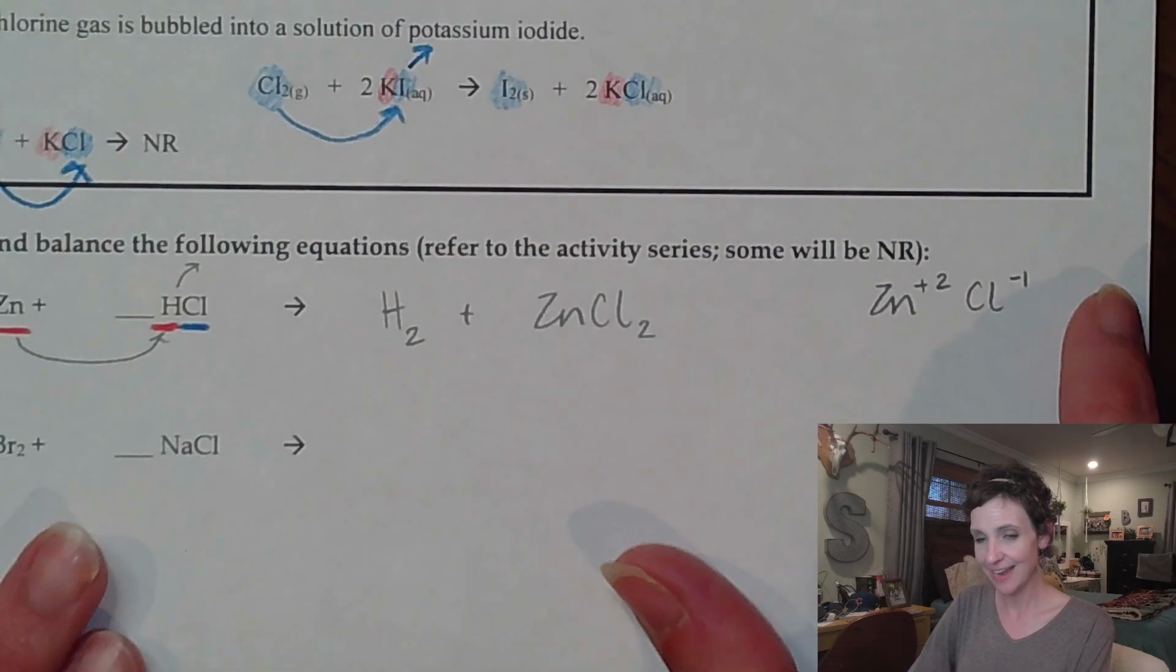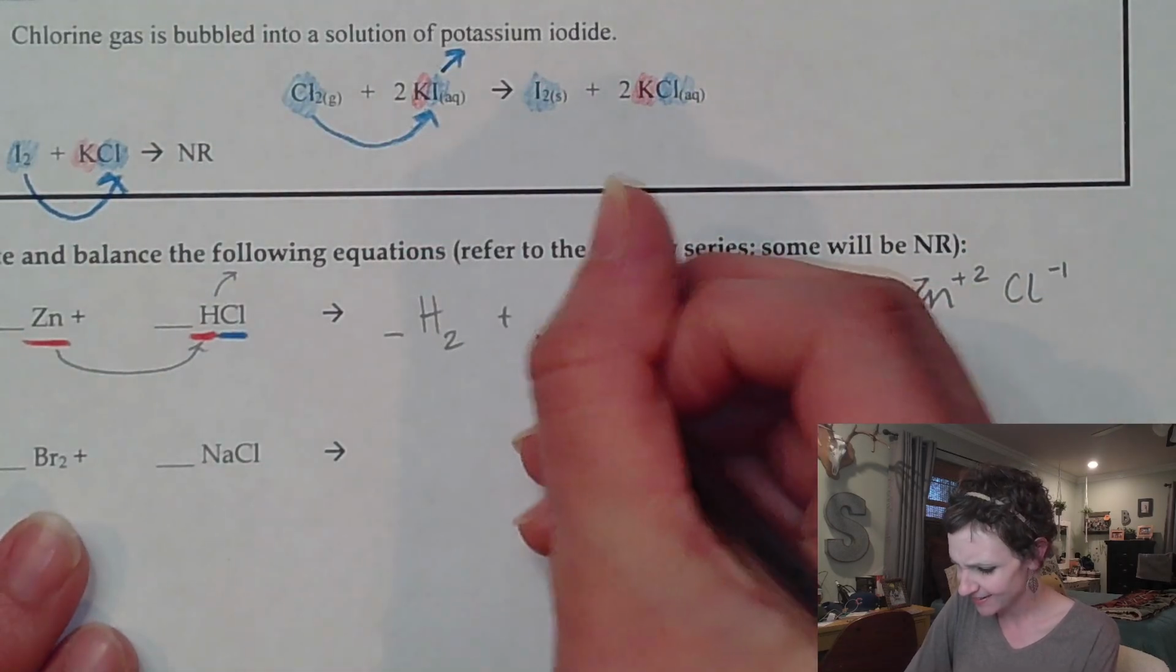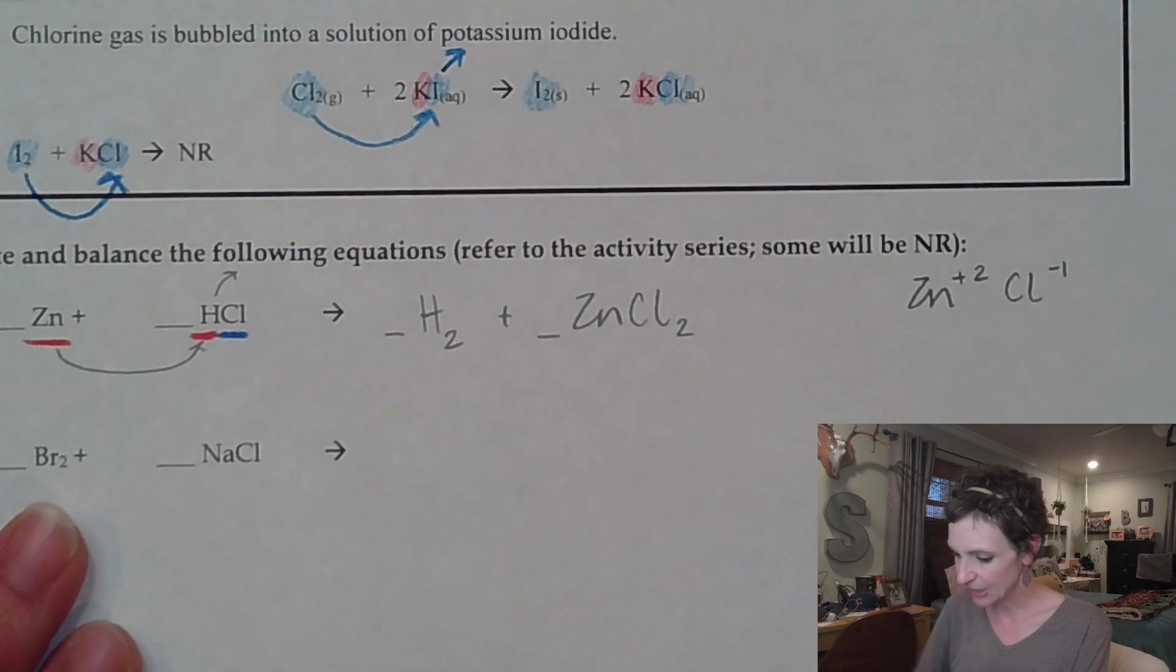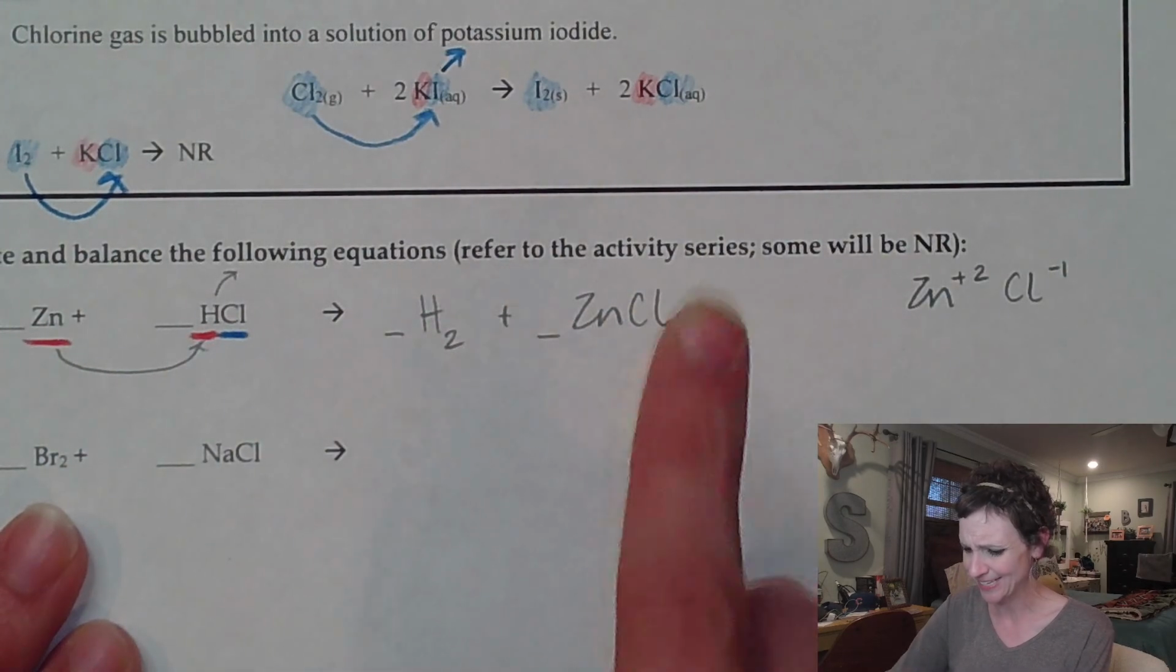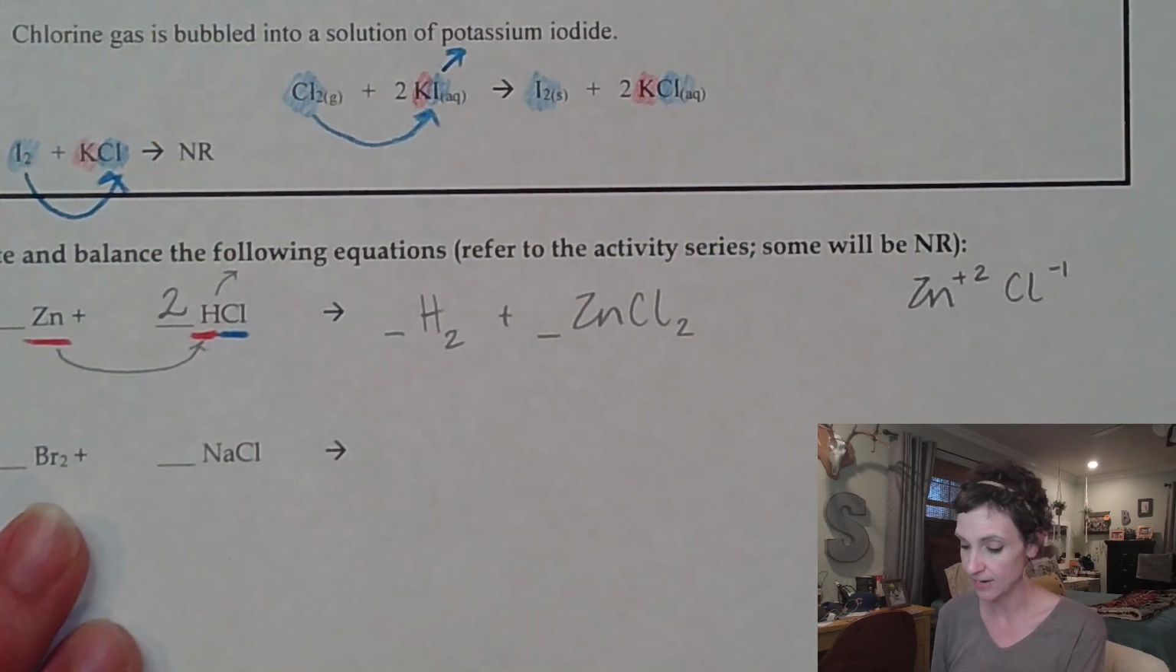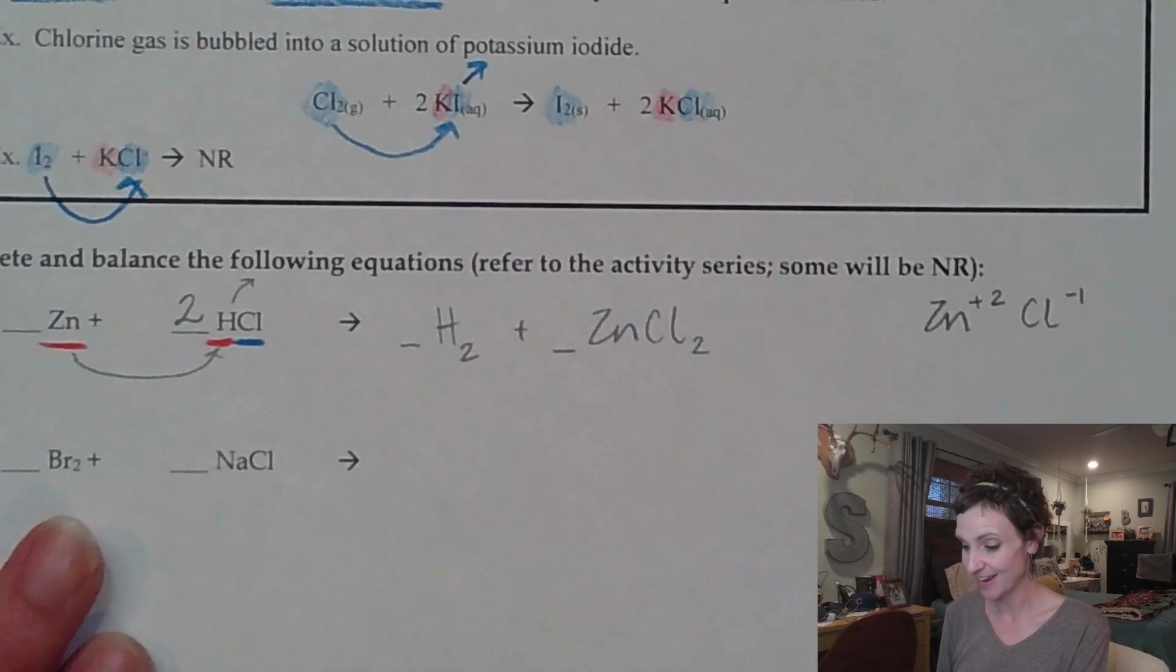Yeah, that's perfect. Now we just need to balance, not a big deal. Okay, so looking at my balancing, it looks like I have 2 chlorines on this side. So how about I put a 2 in front of hydrochloric acid, which also then balances my hydrogens.